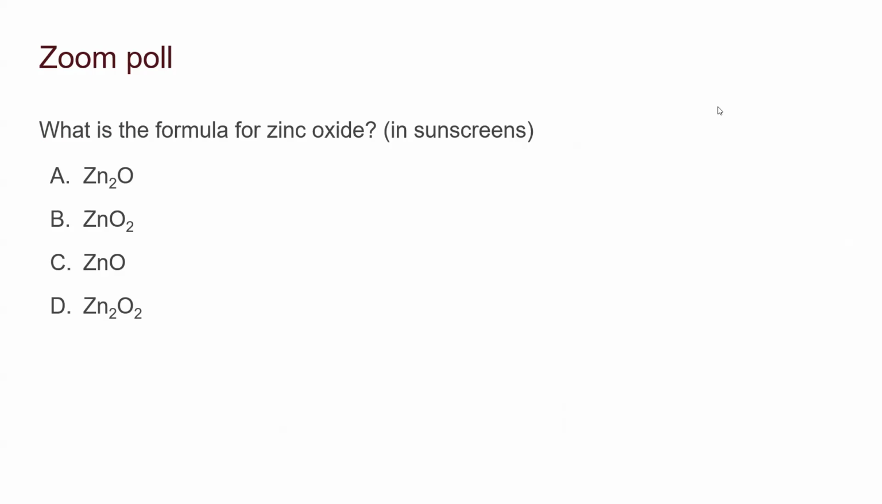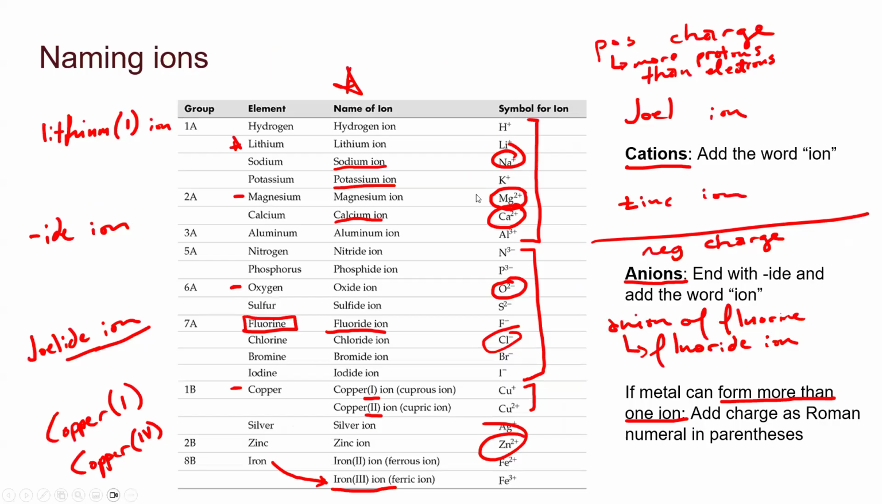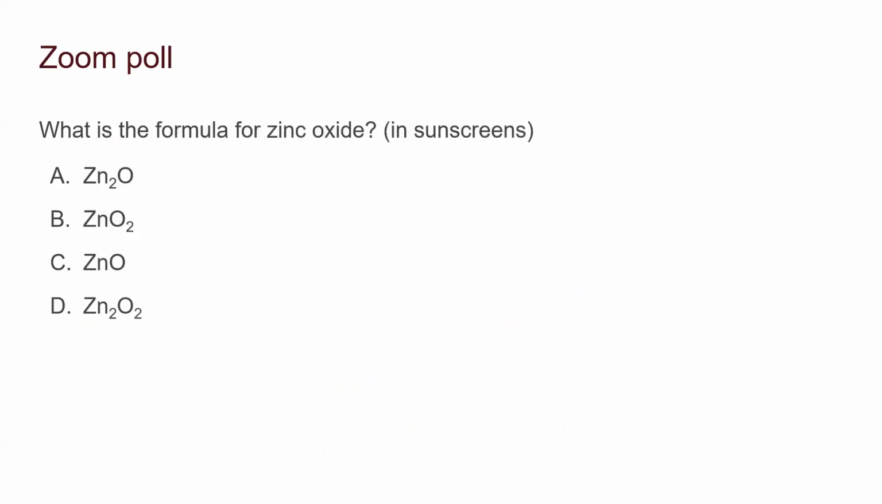Let's talk about this one. If we go back to the previous slide, you can see that Zn has a charge of 2 plus, and O, oxide, has a charge of 2 minus. So effectively what we're looking at is Zn2+ and O2-. How do we get those two things to have equal charges? How do we get these two things to come together to give us an overall charge?